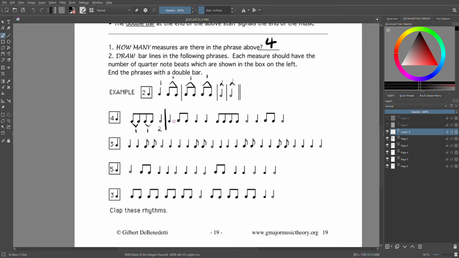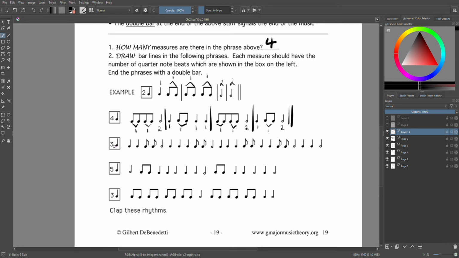Now, let's take a look at the next one. We have 1, there's another one, there's another one, and another one. 1, 2, 3, 4. There's our bar line. Let's do it again. 1, 2, 3, and 4. There's another bar line. 1, 2, 3, and 4. All right, we're at the end of the music. Now I need to make a double bar line. Usually it's going to be one thin, one thick line. Not the end of the world if you do it like this one here.